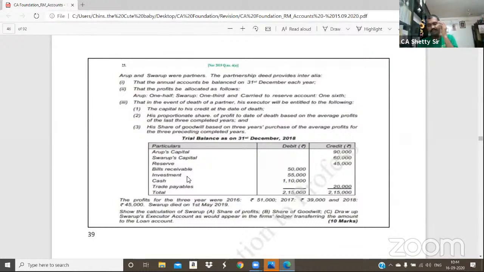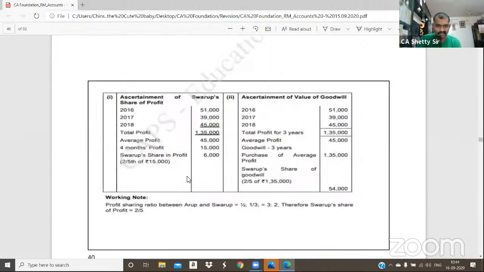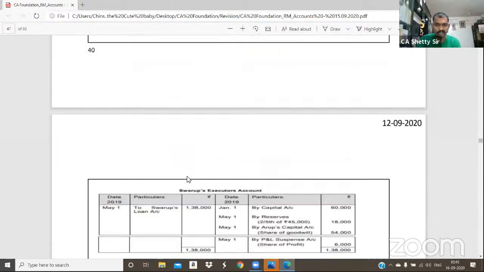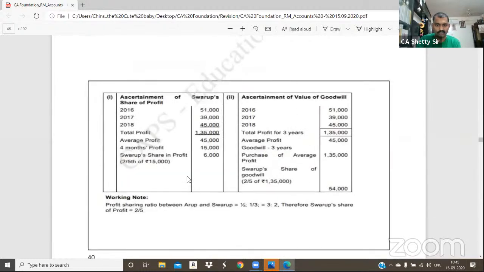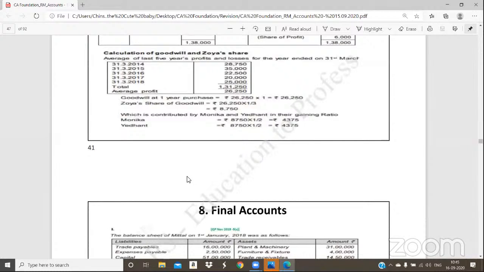Make a circle for that reserve, and below that write, which shall be distributed upon retirement, death, etc. Which shall be distributed upon retirement, death, etc., in the ratio of 3:2. Can you see on the left? Yes, sir. The ratio 3:2.